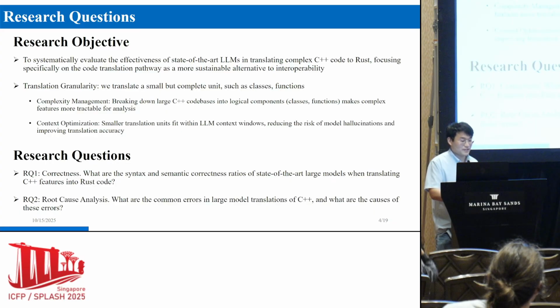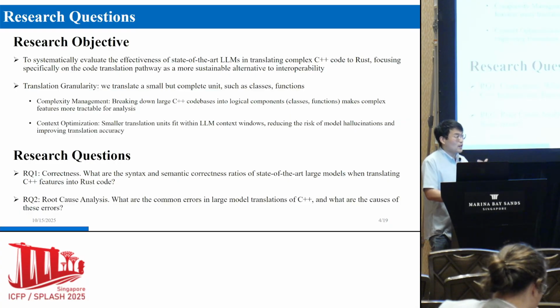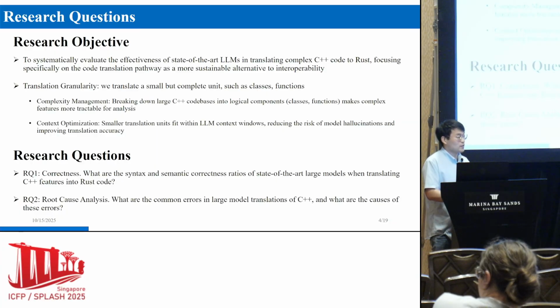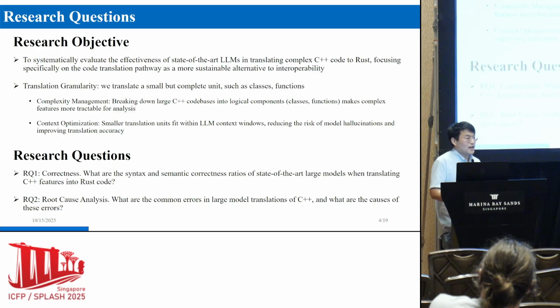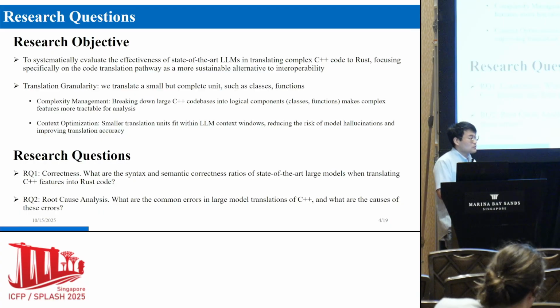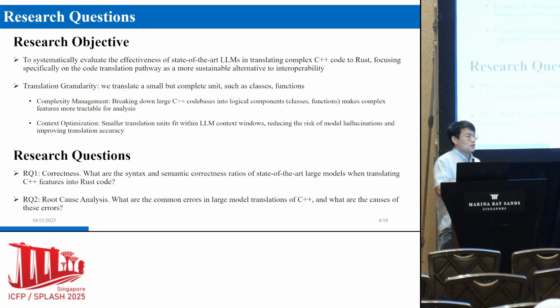Our study focuses on two research questions. The first is correctness. We need to know, when we use an LLM to translate C++ code to Rust code, the syntax and semantic correctness of the translated Rust code. The next is we want to analyze the root cause. When we translate the C++ code to Rust code, it may be uncompilable, it may introduce syntax errors or semantic errors, meaning they can't generate the same output.